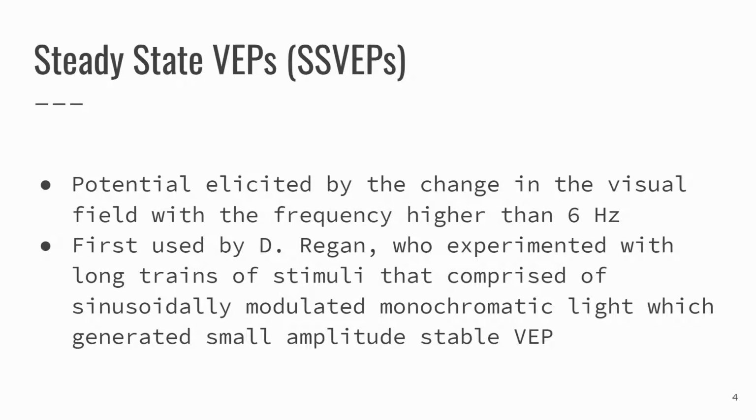A potential which is created by a change in the visual field with a frequency higher than 6 Hz is called a steady-state potential. It was first used by D. Regan, who experimented with long trains of stimuli comprised of sinusoidally modulated monochromatic light, which generated a small amplitude stable VEP, and which he used for mode processing.